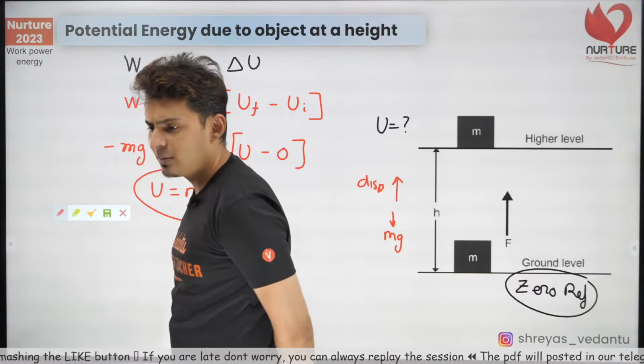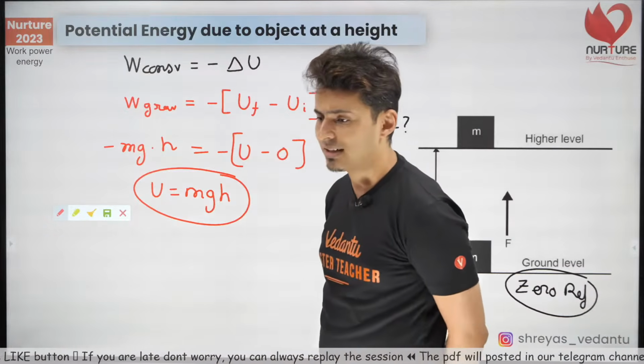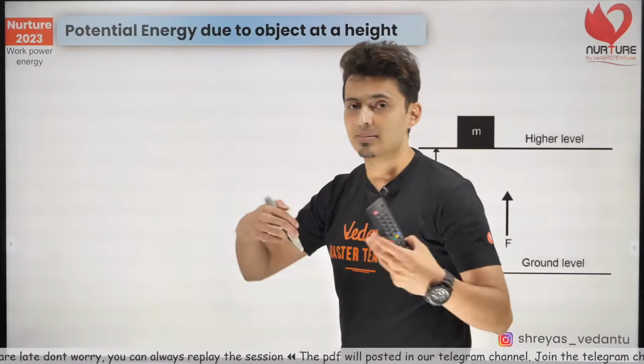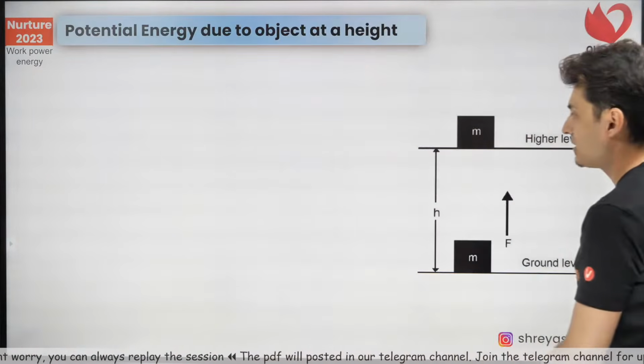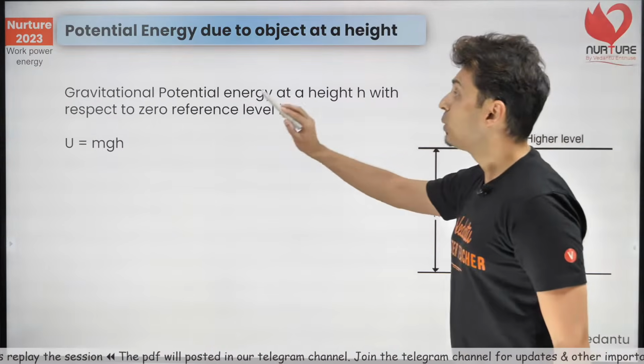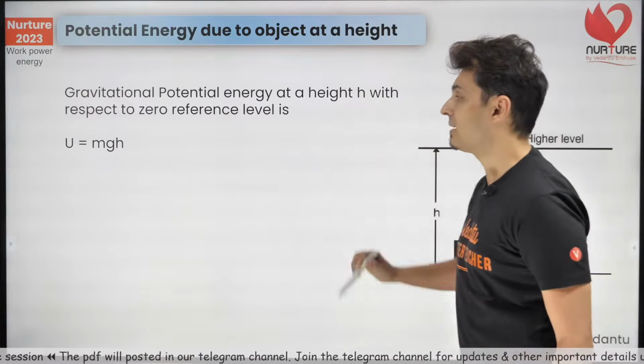Can the work done by non-conservative force change the mechanical energy? Jagdish will be talking about it next time. Today we will be talking about, first of all, what is mechanical energy. I have not even taught that. First, let's talk about it. The gravitational potential energy at height h with respect to 0 reference is mgh.